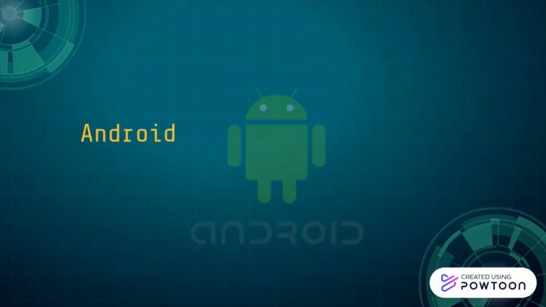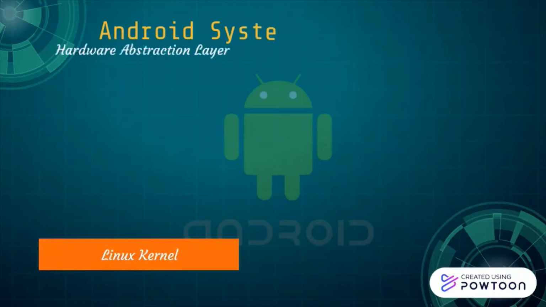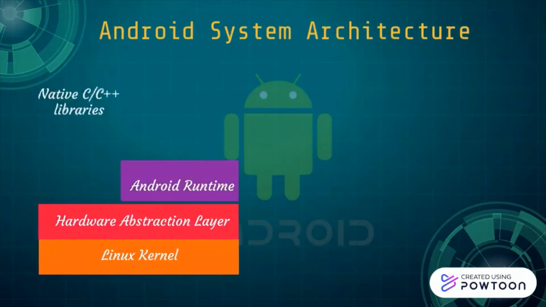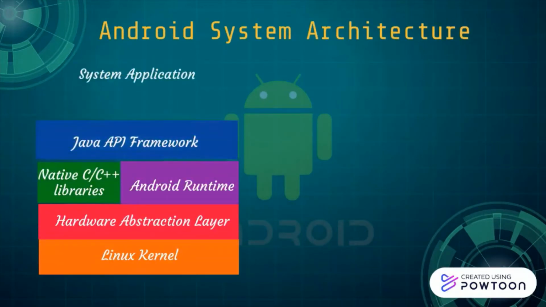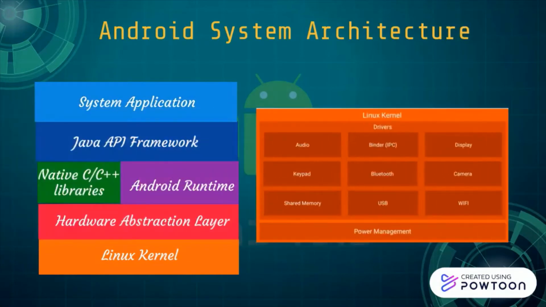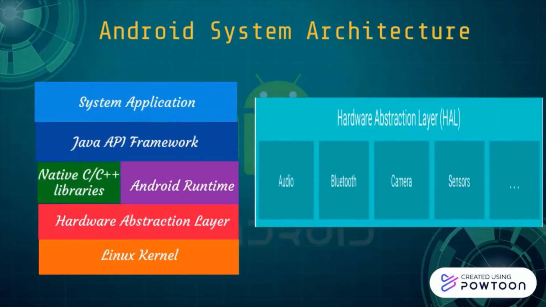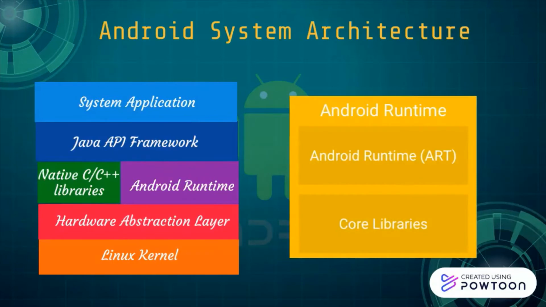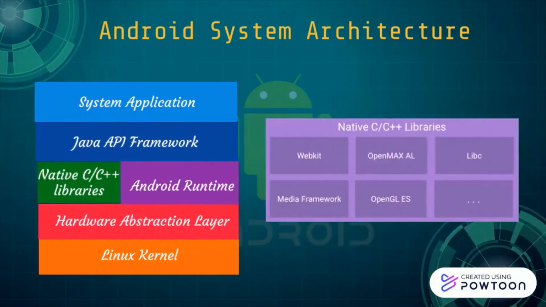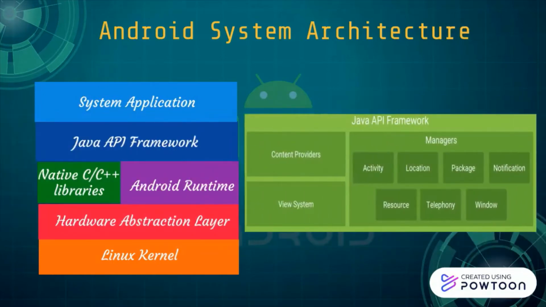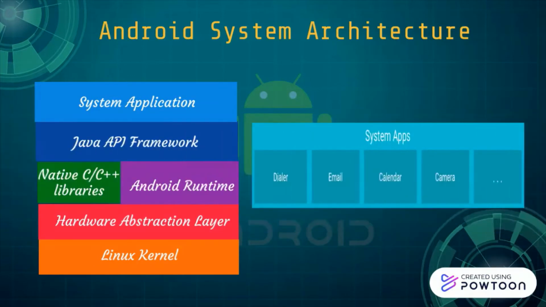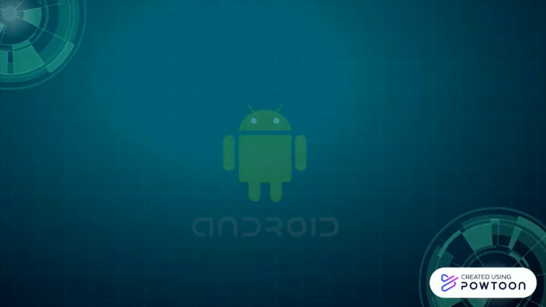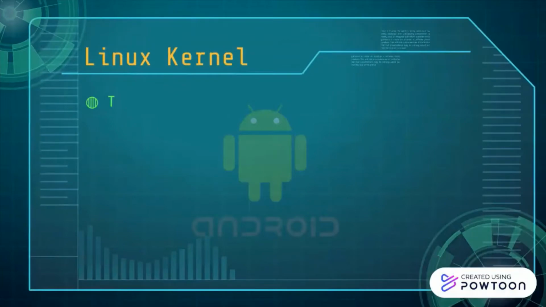Now we will see Android system architecture. In the architecture stack, above the hardware there is the Linux kernel, followed by the hardware abstraction layer. Native C, C++ libraries and Android runtime are above the HAL. Then comes the Java API framework and lastly system applications. Let's explore the stack one by one.